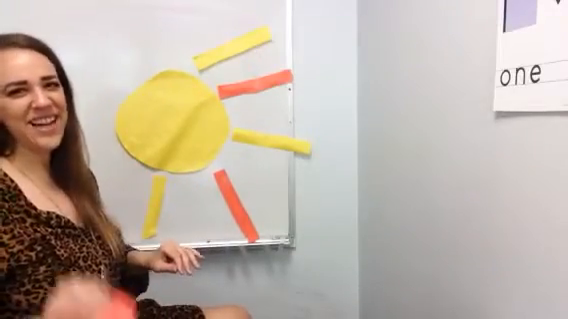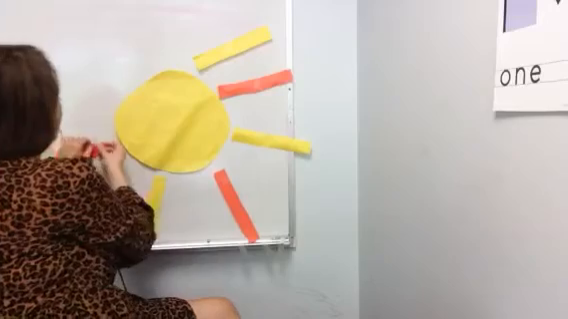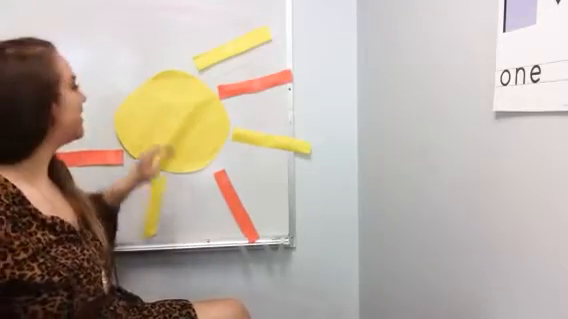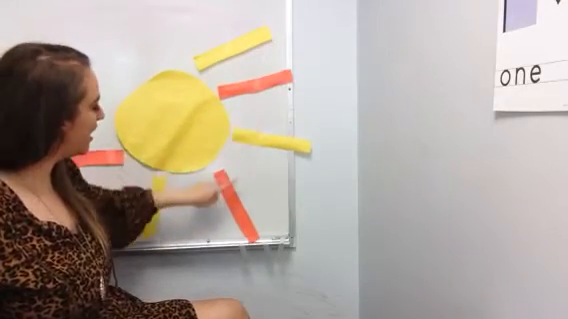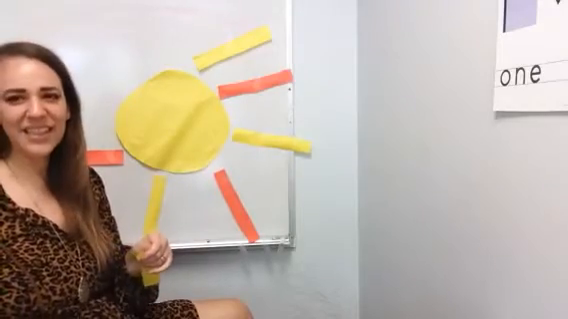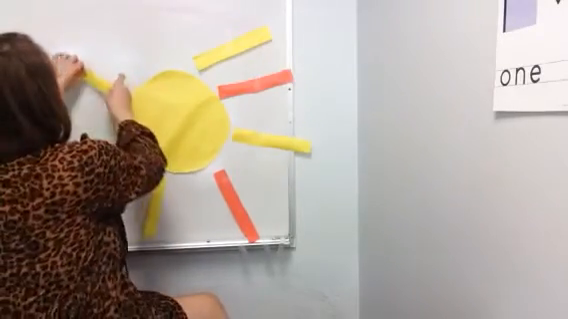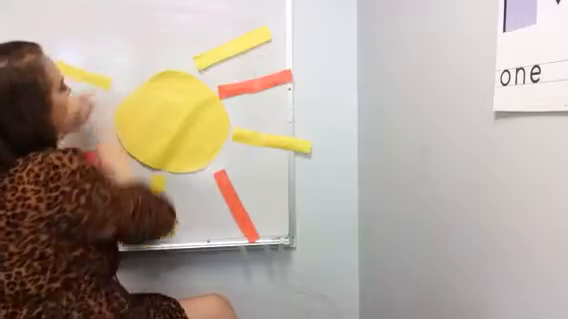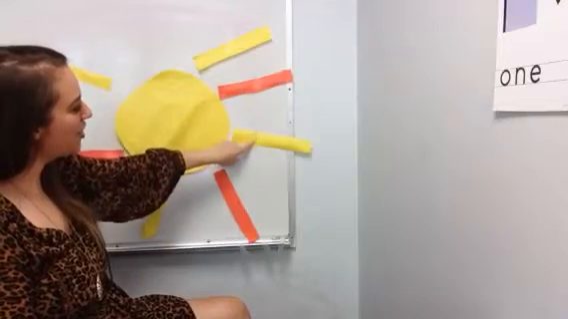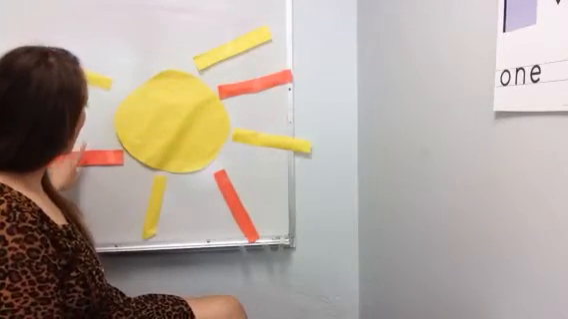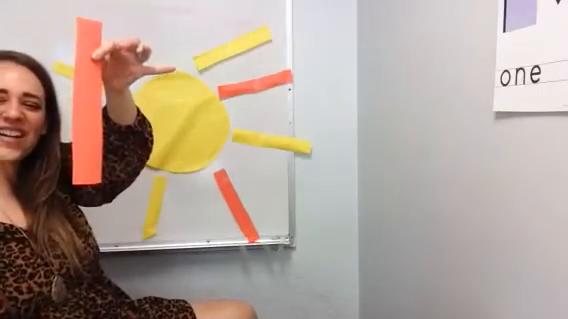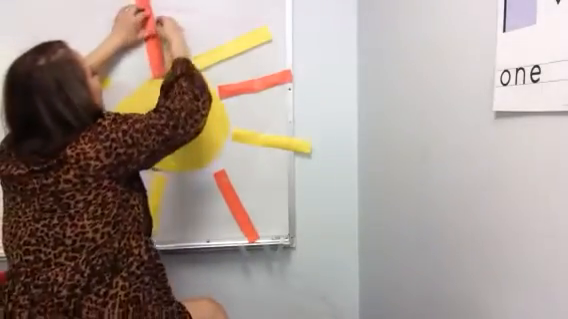Yellow. Oh, you guys got it. And then what's next? Orange. Very good. Great job. So yellow, orange, yellow, orange, yellow, orange. Oh, remind me, friends, what's the next color after orange? You got it, yellow. And then we'll do one more. Yellow, orange, yellow, orange, yellow, orange, yellow, orange. Good, great job. Very good, guys.